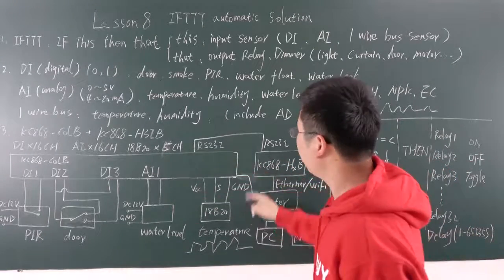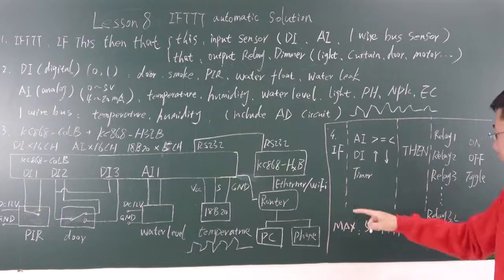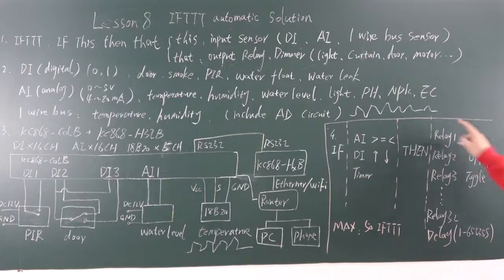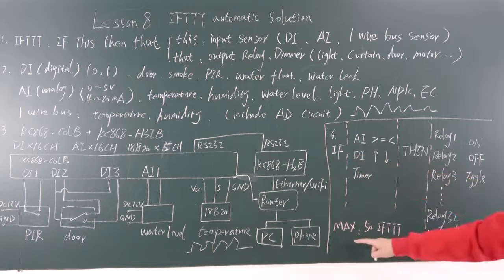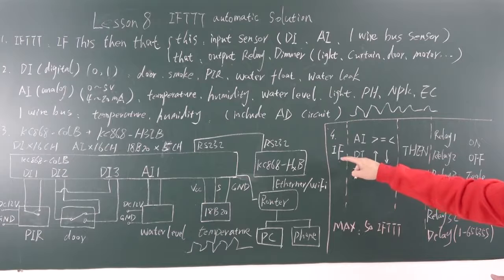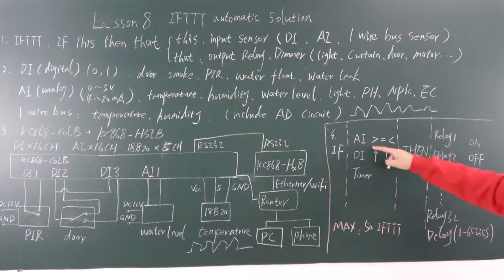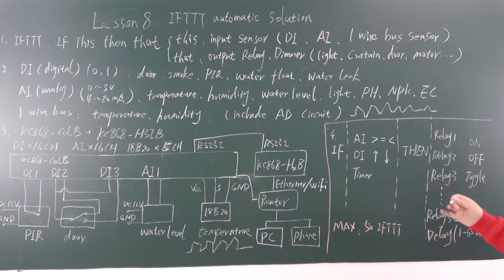So this is a diagram for the hardware, and this is point 4. In point 4, you can create the IFTTT command. This is a very important function. Because you have connected sensors, you can create the command just by your mouse in the Windows software. You can create: if AI sensor is less than, equal, greater than or equal, or less than a value, then you can send which relay is on, which relay is off, or toggle. Toggle means change the state. On becomes off, off becomes on.